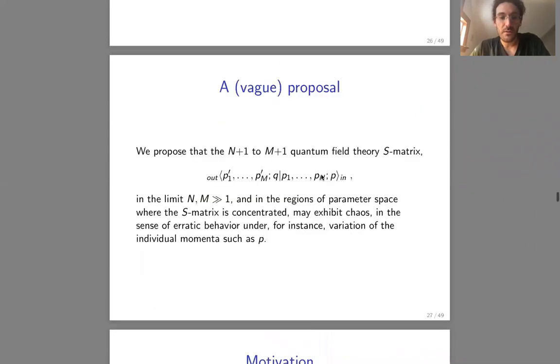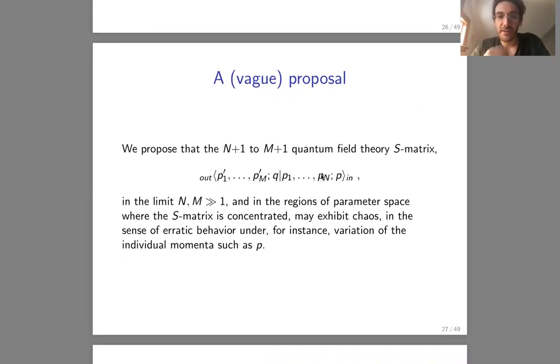And so the admittedly vague proposal is to take this S matrix in quantum field theory in the limit in which n and m are large. So we have lots of particles in the in state and lots of particles in the out state. And the proposal is that this will exhibit chaos in the same sense we were seeing in classical mechanics, that there's erratic behavior under variation of, for instance, one of the individual momenta, such as p, which I've distinguished out.